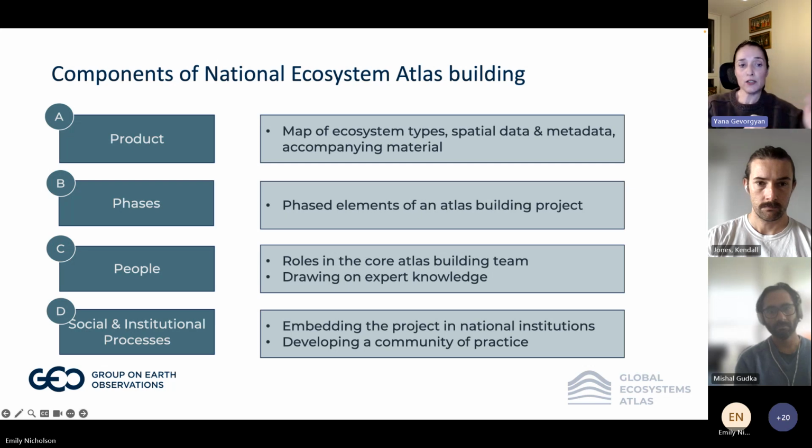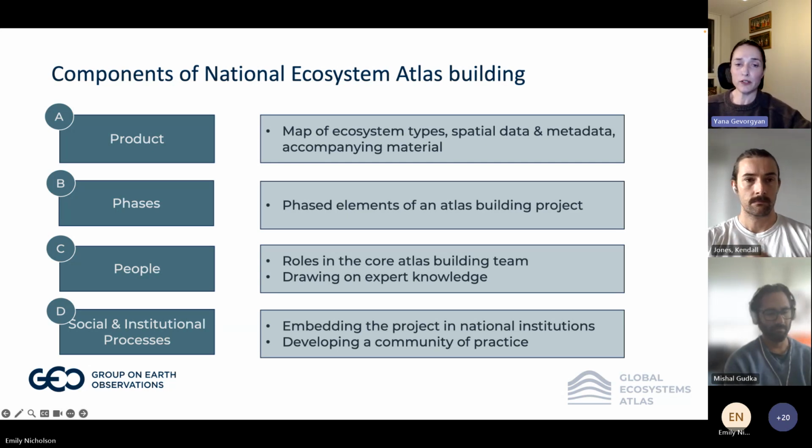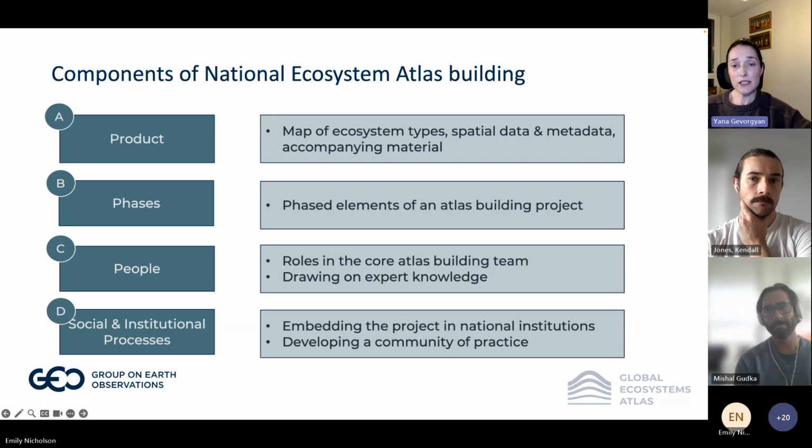The work in country is going to be based on several phases, ultimately producing a wall-to-wall map of ecosystem types with spatial data, metadata, and accompanying material. It will go through different phases, from defining the classification of those ecosystems at the country level by IUCN GET, and then data discovery, discovering all the data that already exists within various ministries, identifying data gaps, and then using remote sensing and modeling techniques on top of any data that will be collected in the field to produce those new maps.